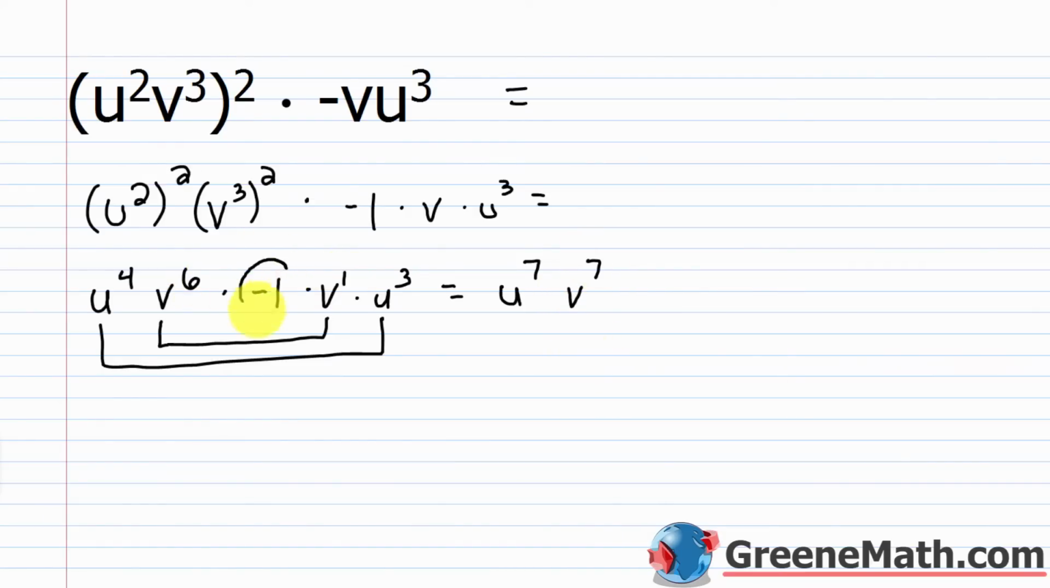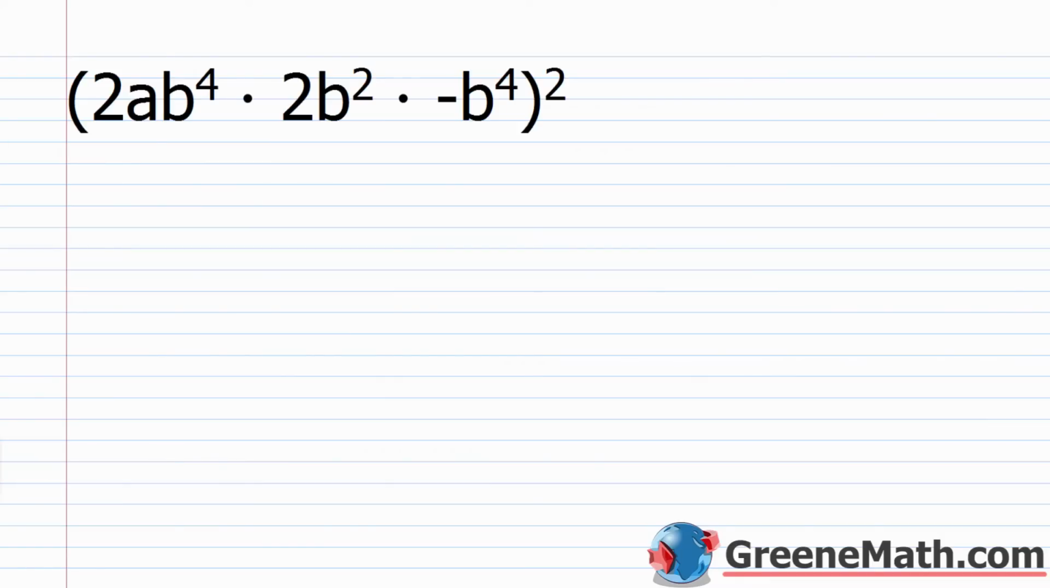And then you have this negative 1. So I can write just a negative out in front, or I can write negative 1. It doesn't really matter. It means the same thing. So you end up with a negative u to the 7th, v to the 7th. All right, what if I had, inside of parentheses, 2ab to the 4th power times 2b squared times negative b to the 4th power, and this whole thing is squared.